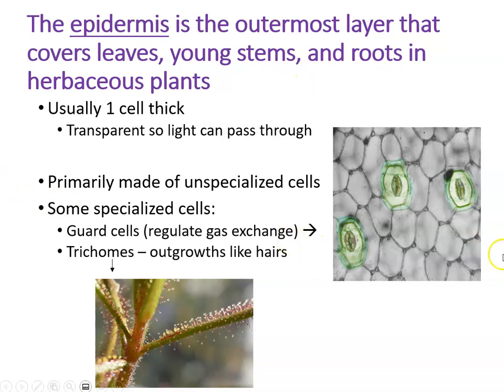Now, oftentimes for a plant, the epidermis is unspecialized types of cells. They don't have a specific job other than to be there to provide that layer of protection. But sometimes there are specialized cells that make up the epidermis, like guard cells, shown on the right here. These are the cells that regulate the opening and closing of the stomata, which regulate gas exchange, where CO2, carbon dioxide, can enter the plant through those openings. Oxygen can be released and water vapor as well.